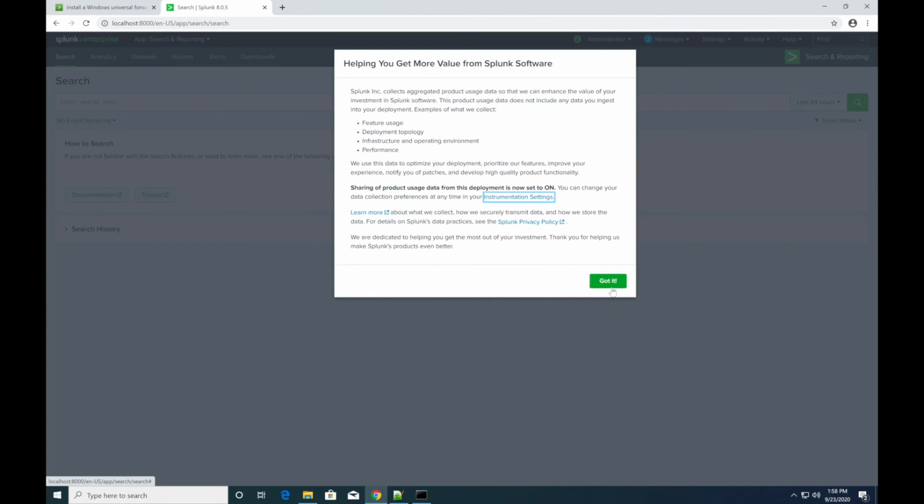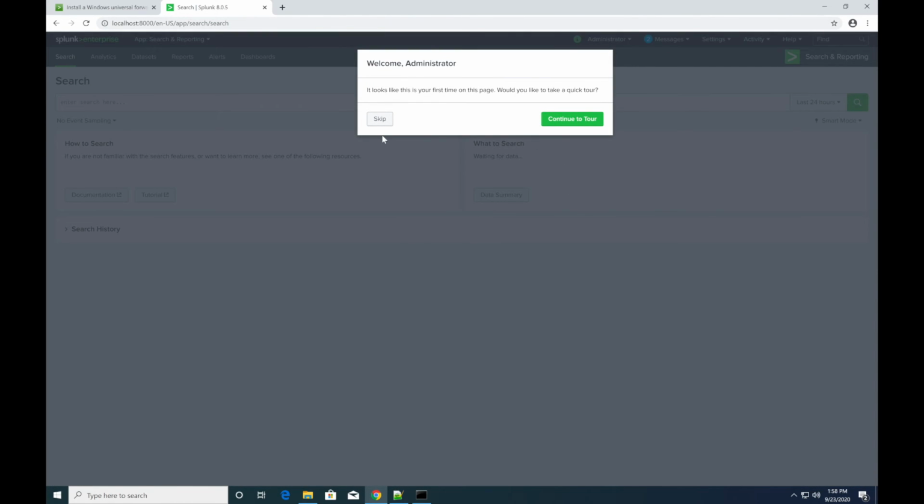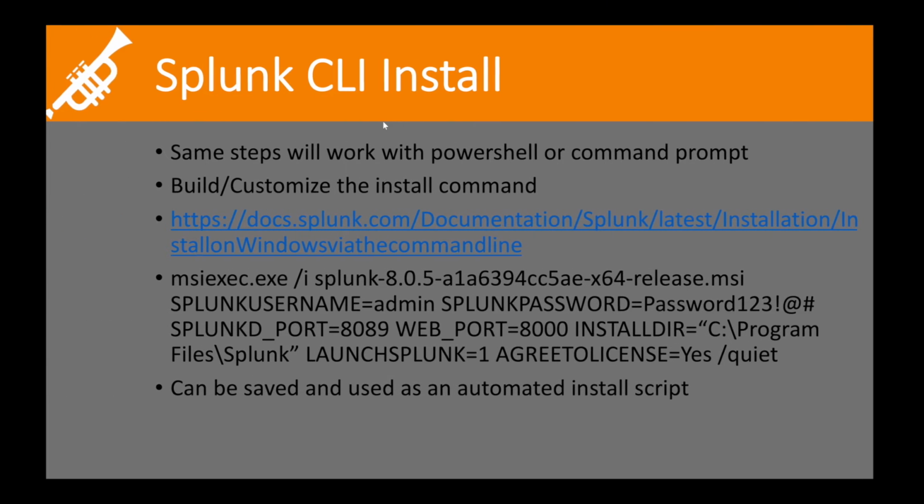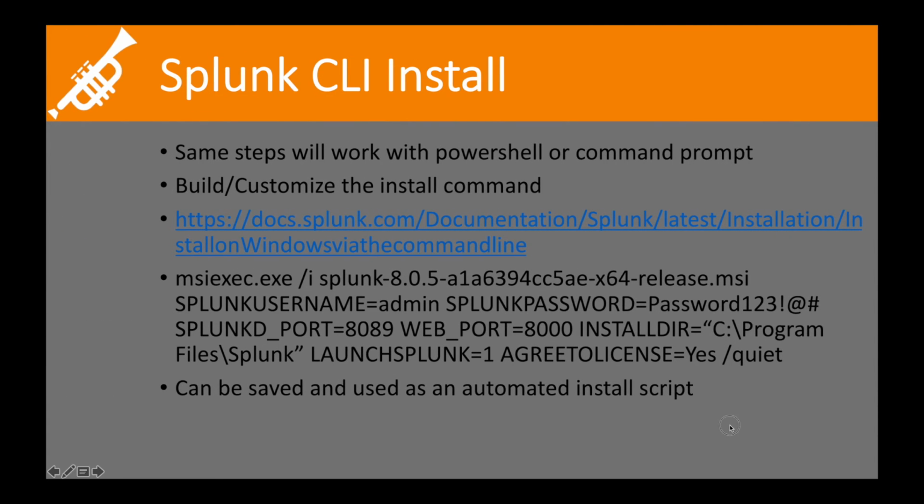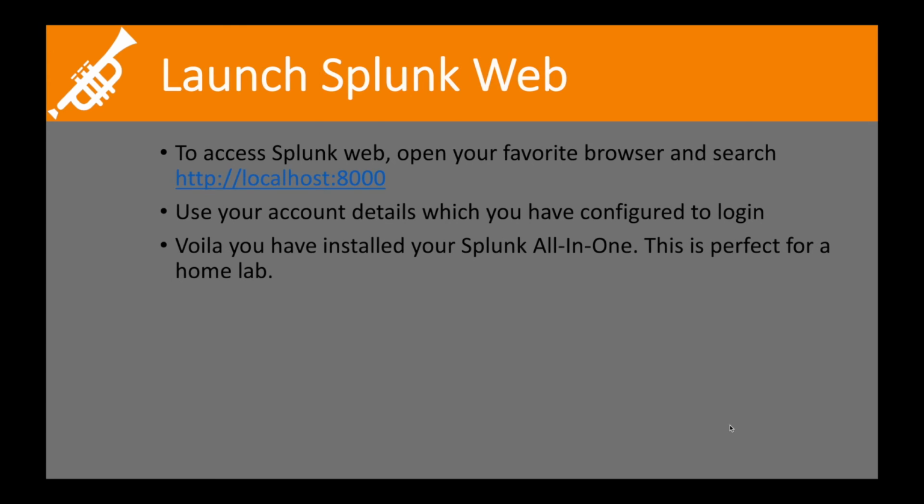Okay, got it. Yep, skip. And that's how you install Splunk using the CLI. And to access Splunk Web, it's http://localhost:8000, and then just log in with the credentials you configured earlier. Alrighty, next page.